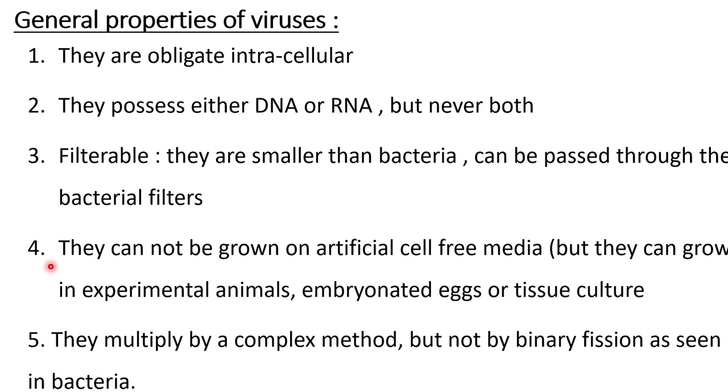And the fourth point is they cannot be grown on artificial cell-free culture media, but they can be grown in experimental animals, embryonated egg or tissue culture. Since viruses require living cells for their growth and multiplication, they cannot be grown in artificial culture media which do not contain living cells. But we can cultivate these viruses in experimental animals, embryonated egg or by tissue culture. About all these viral cultivation processes, we can study in the upcoming classes.